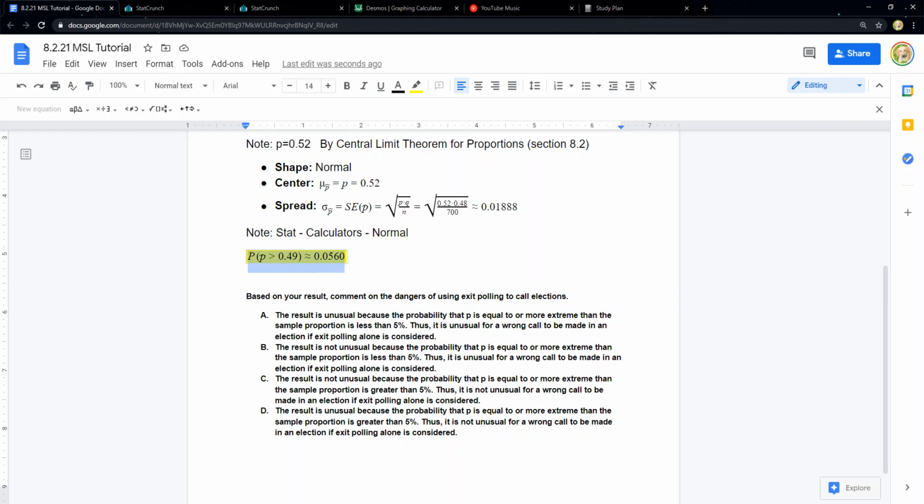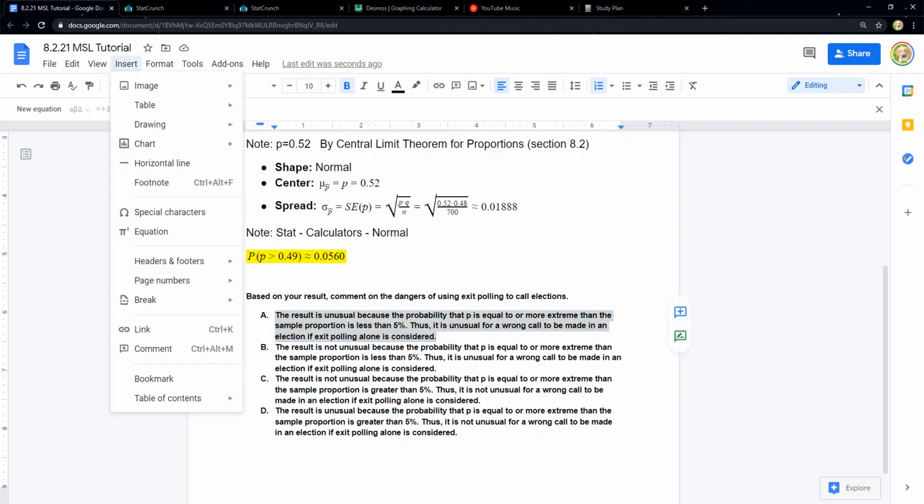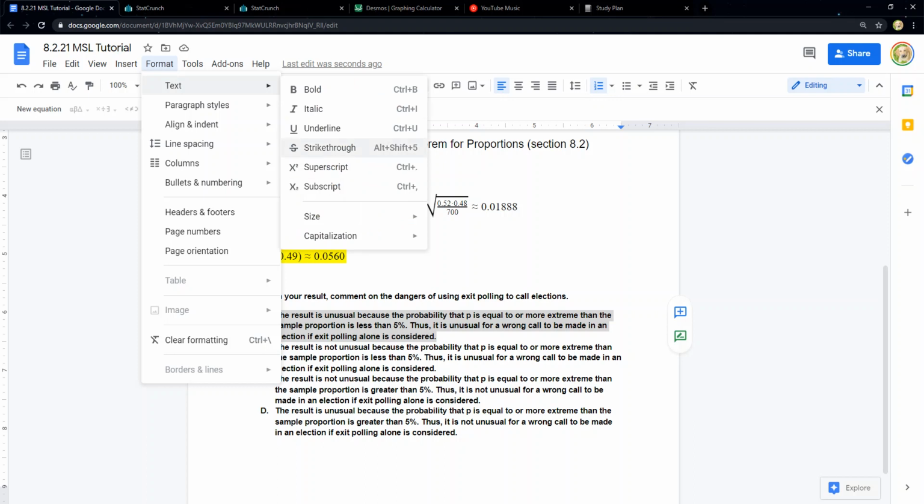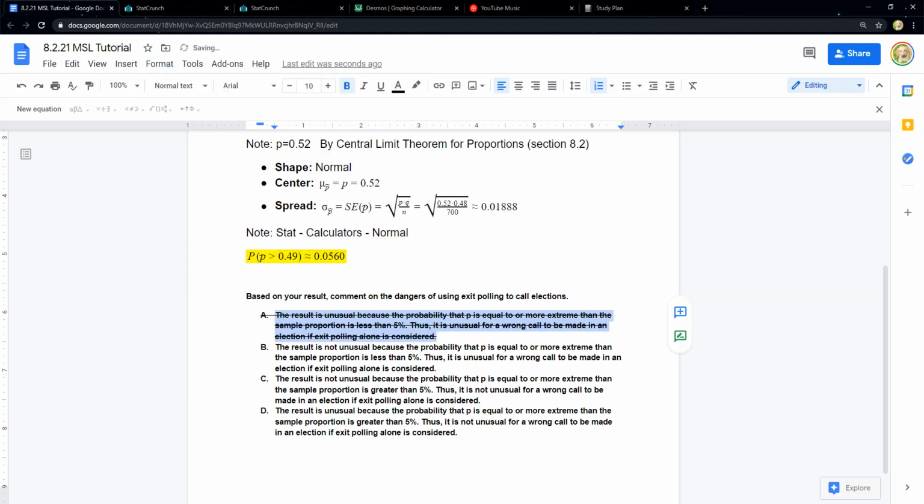Now, it might be different for your problem. So look over your problem and see, is my number less than 5%, less than 0.05? Then I'll look for the unusual ones. And if it's not less than 5%, then I know it's not unusual. So this part right here where it says the result is unusual, I can just cross that one off right off the bat. There's no way that is right. So let me cross that one off, strike through. And this bottom one right here, strike through, because it says this result is unusual. So there's no way that is right.